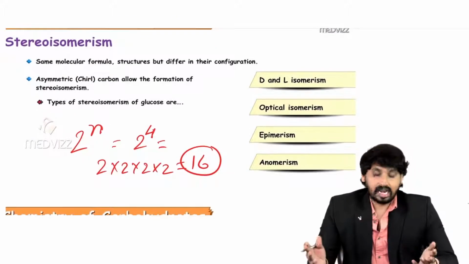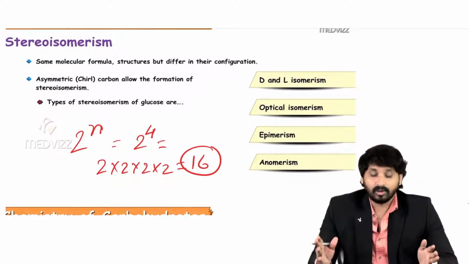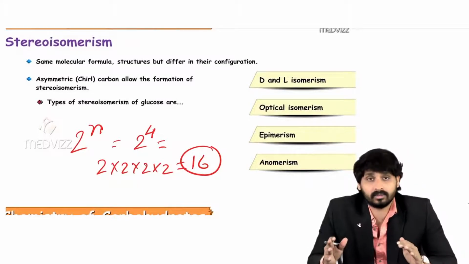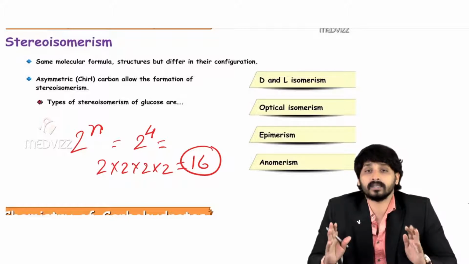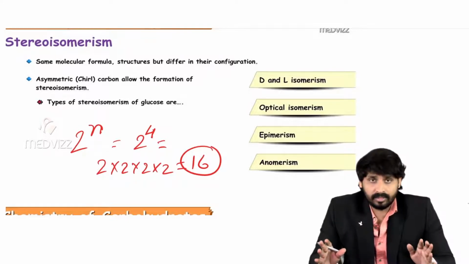There are again types of stereoisomerism: DL isomerism, optical isomerism, epimerism, anomerism. All these isomerisms are because of the presence of asymmetric carbon. Without asymmetric carbon there is no stereoisomerism, remember.